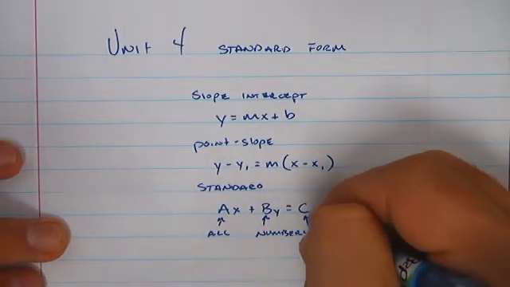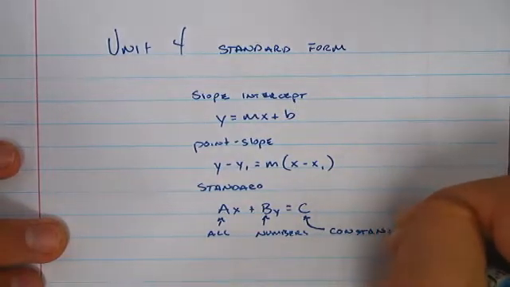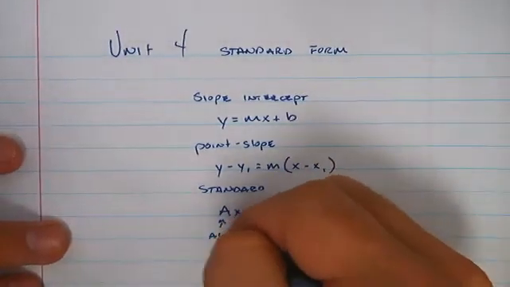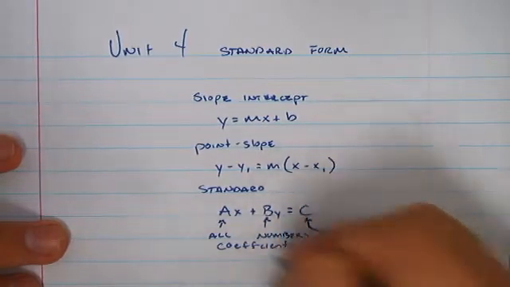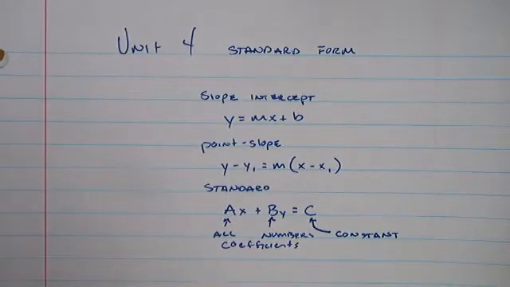And C, more importantly, is a constant, okay? So it is a number by itself. A and B are coefficients. That's how they build up. So we've got constants and coefficients. Again, C is a number by itself. A and B are just kind of results.